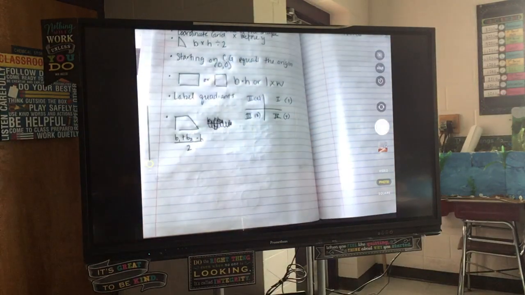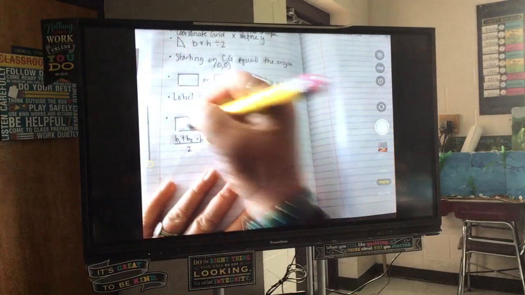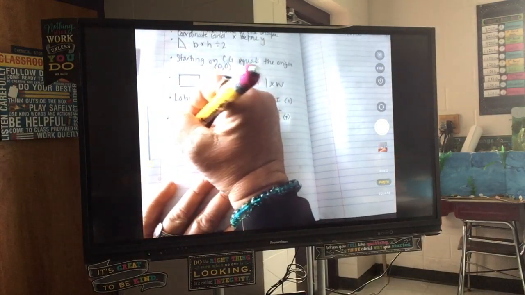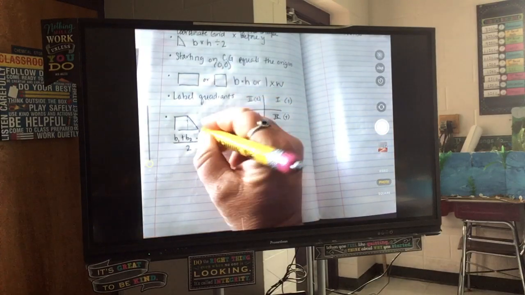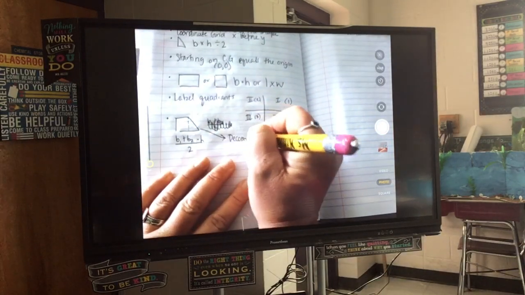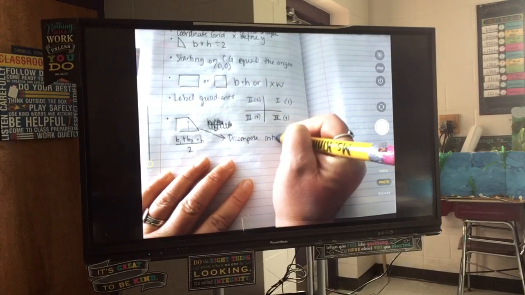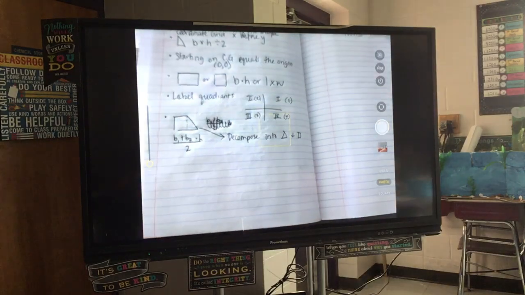What's another way you can find the area of a trapezoid if you don't know the formula or what it means? How else did you learn? Depending on what type of trapezoid, you can split it into a triangle and a rectangle. Alright, so we can decompose it into a triangle and a rectangle. Alright, anything else?